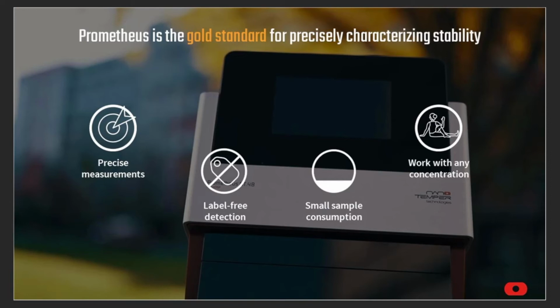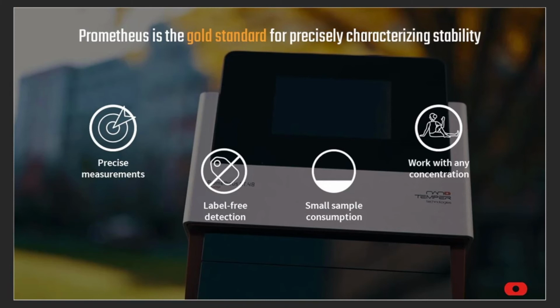for precisely characterizing protein stability is that it is able to provide the precise measurements that Jie was featuring from his comparability studies. Moreover, this is done with a label-free measurement, meaning that samples can be taken in their native state without the addition of any dyes or any additional reagents, so it really facilitates assay setup.